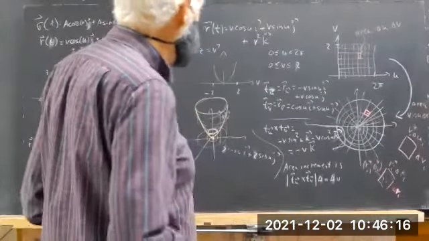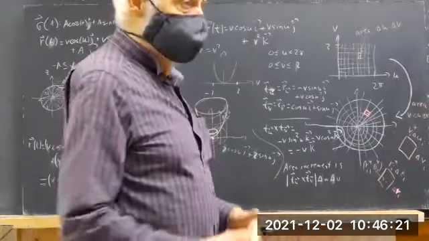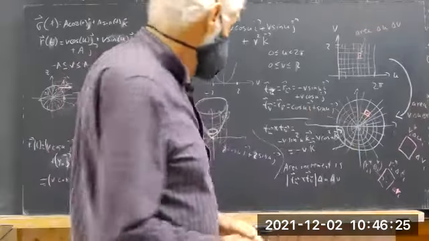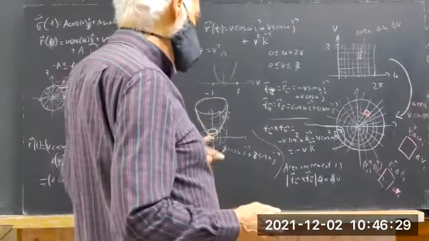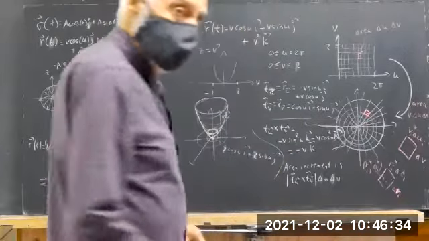Now, of course, you can identify U with theta, your angle. You can identify V with R, your radial component of your forward vector. Okay.